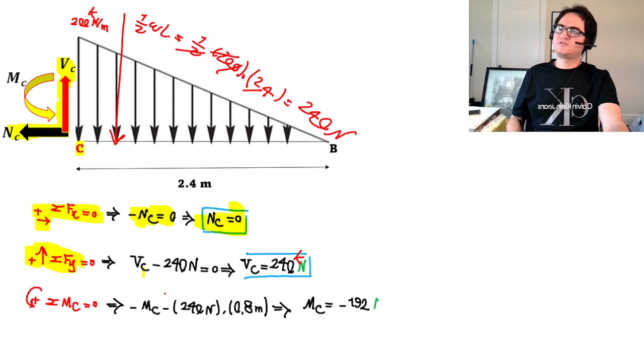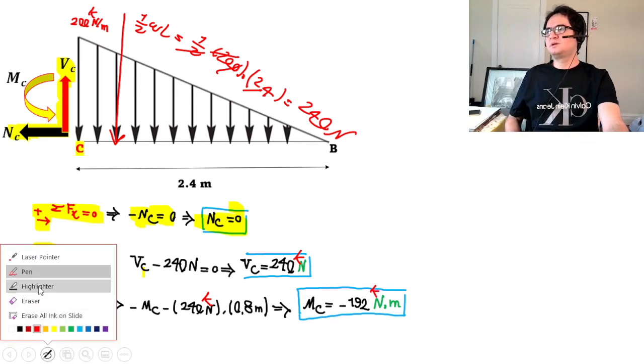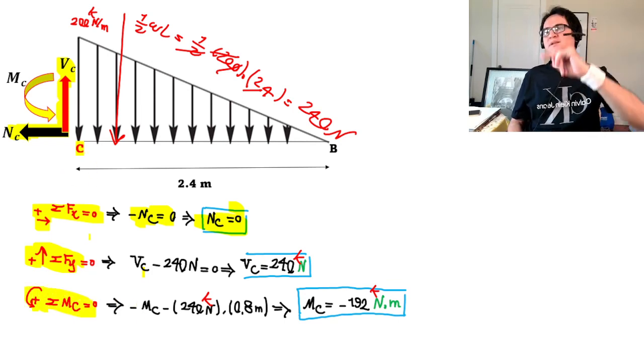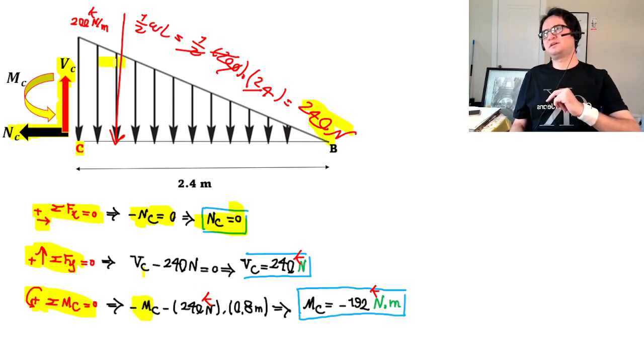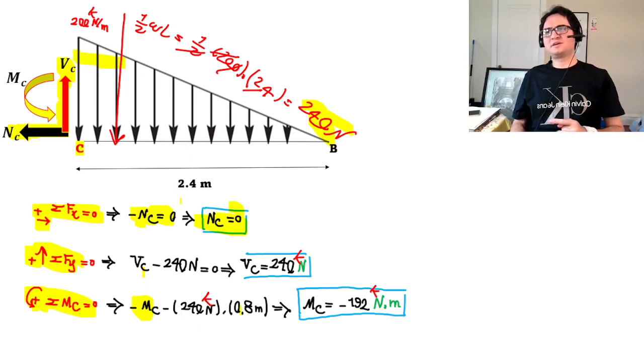And again, summation of moment, in kilonewton meters, about the same point goes to 0. That gives us negative moment MC minus 240 times one third of the base, which is one third of 2.4, that's 0.8 meter, and it gives you MC is negative 192 kilonewton meters.